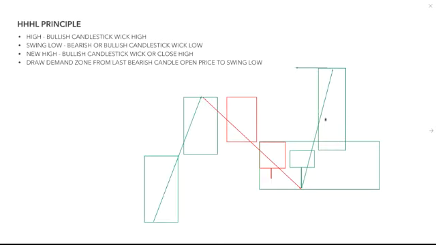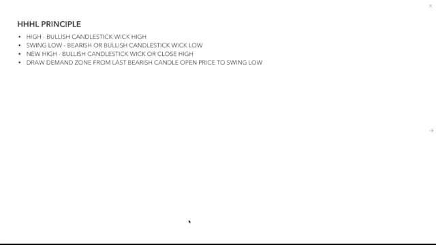And remember, this candlestick here can also look like this. So let's draw this, because it can be a wick high as well. So let's say we get a move down, and then we get a candlestick.